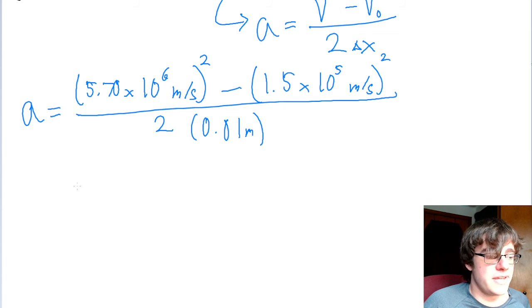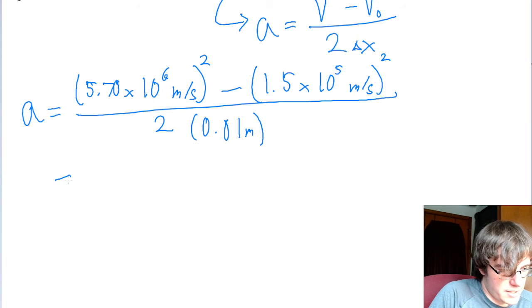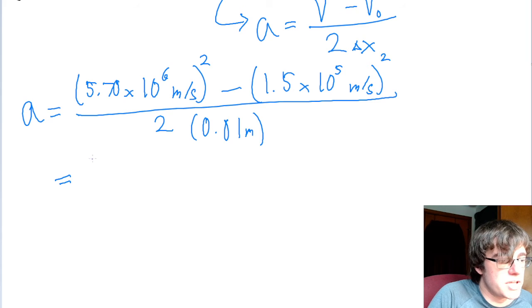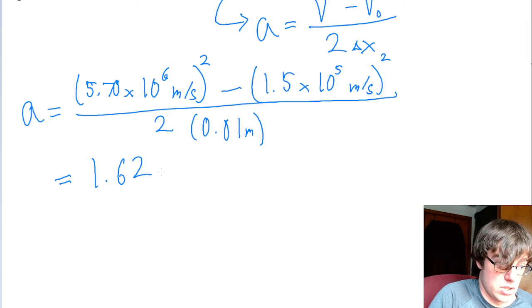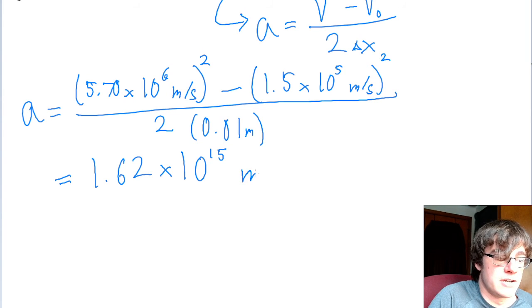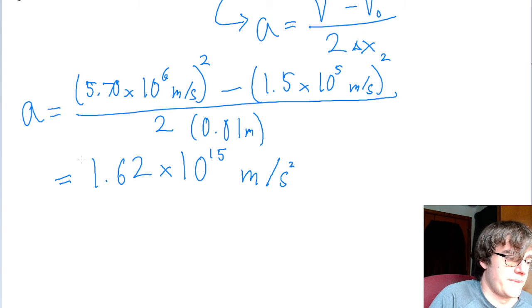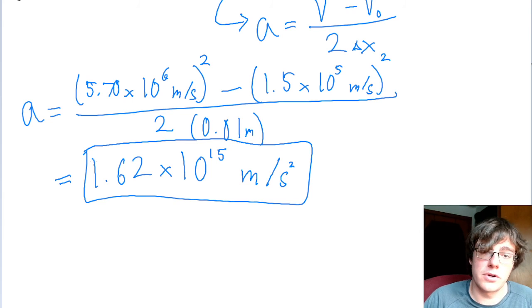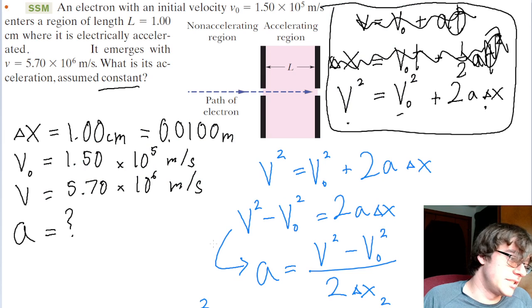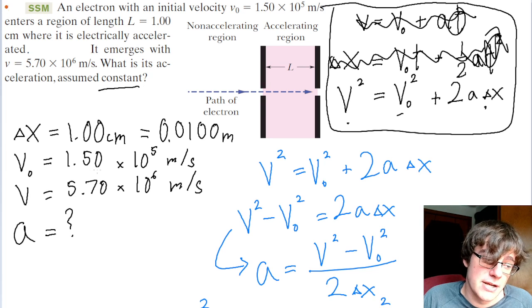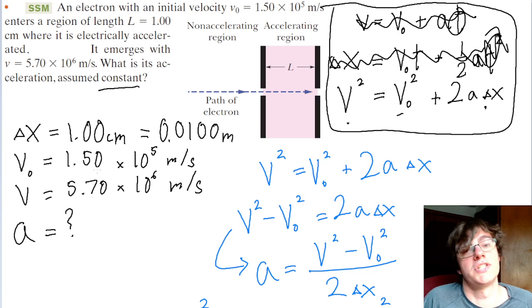If we put all this into a calculator, we get a fairly large number. A calculator will most likely put this into scientific notation automatically, which will give us an answer of 1.62 times 10 to the power of 15 meters per second squared. And that is the acceleration that we're looking for. So this is the acceleration that's caused the electron to accelerate from 1.5 times 10 to the 5 meters per second to 5.7 times 10 to the power of 6 meters per second over the course of 1 centimeter.